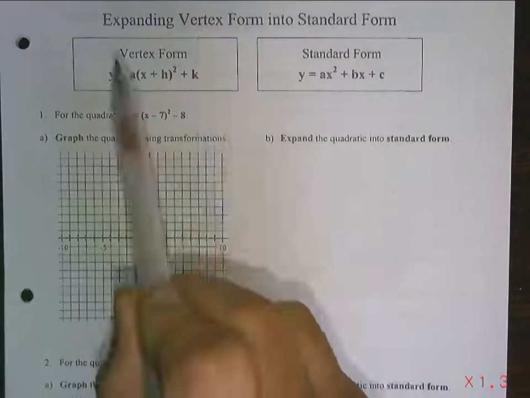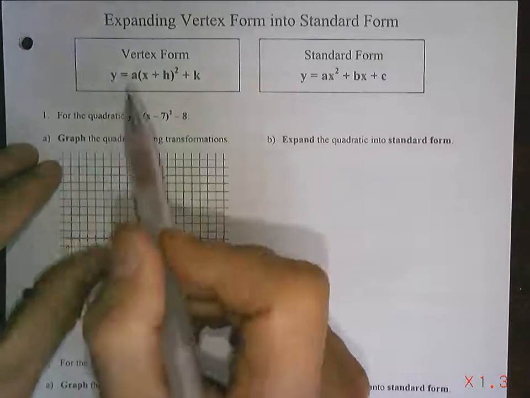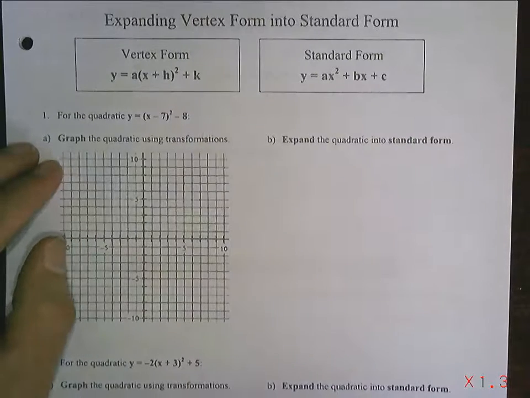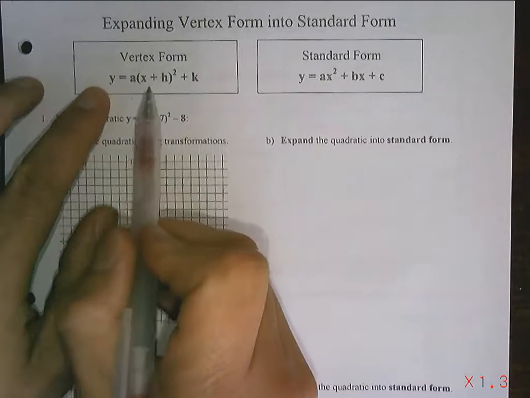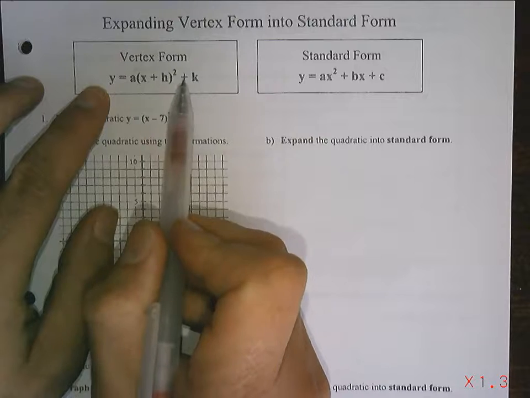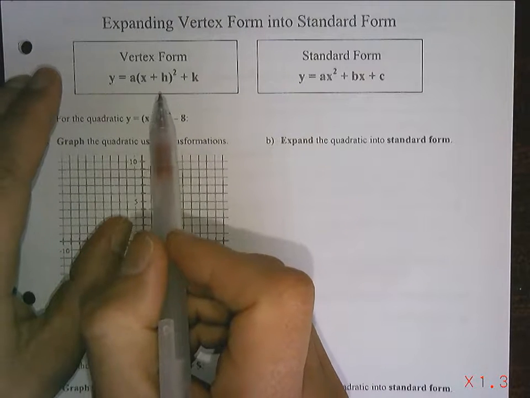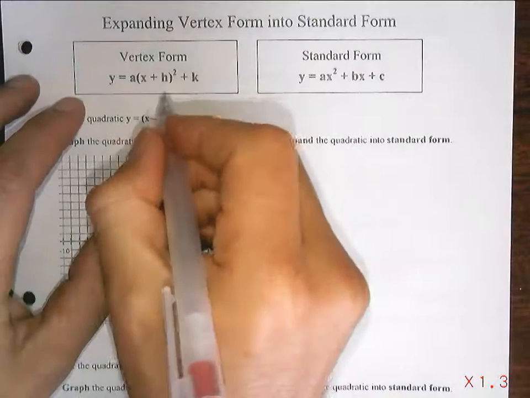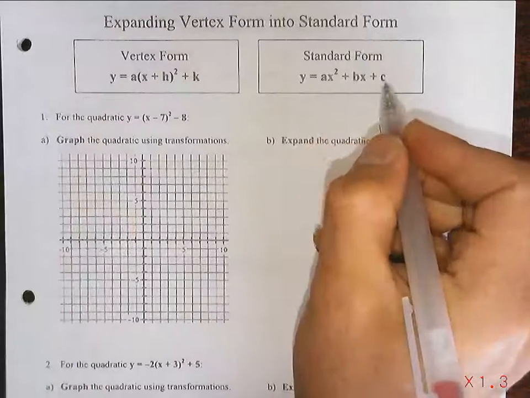We are looking at expanding vertex form into standard form. Now, the first thing we need to know is what is vertex form and what is standard form. Vertex form is what we've been dealing with: a, h, and k. It's called vertex form because you can see the vertex easily from here. The vertex is given by h comma k. We're going to be converting into standard form.